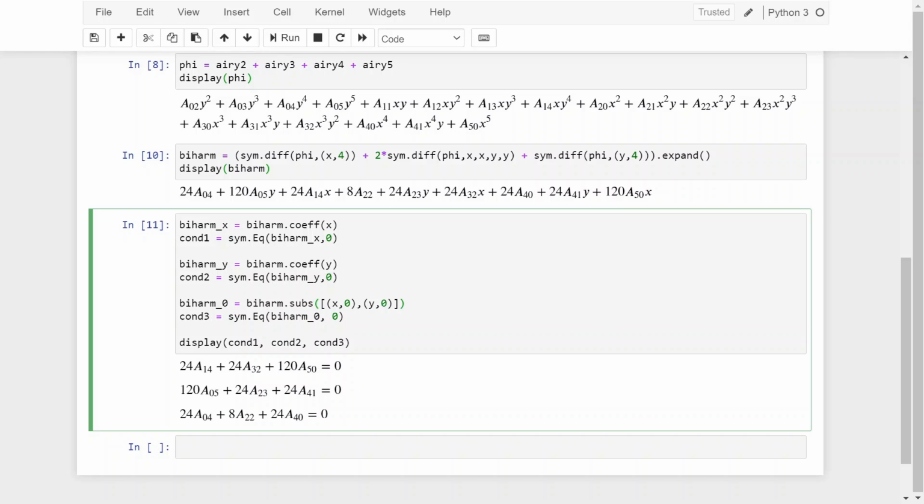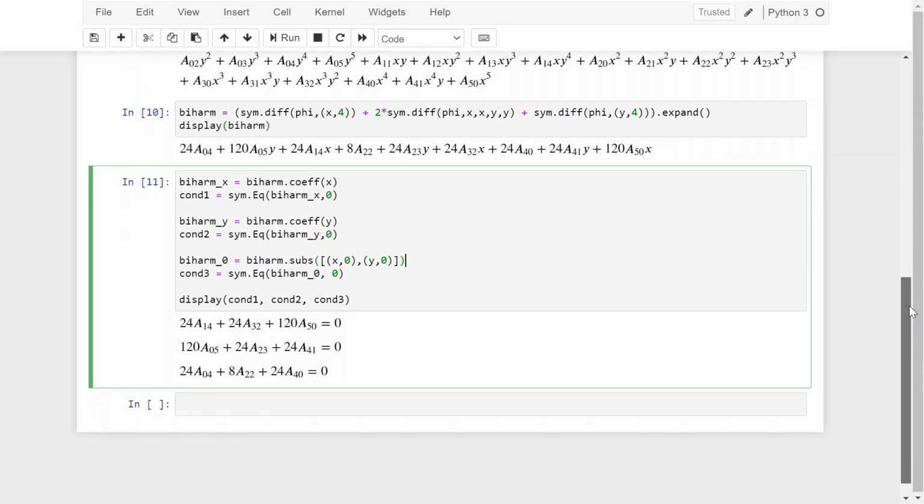Please note that those are actually originating from the 4th degree terms, from the Airy 4. Similarly, the first and the second conditions here are originating from the Airy 5. So these are the first 3 conditions that must be satisfied for us to be able to solve this problem. And we are going to build up more and more equations and conditions as we go forward.